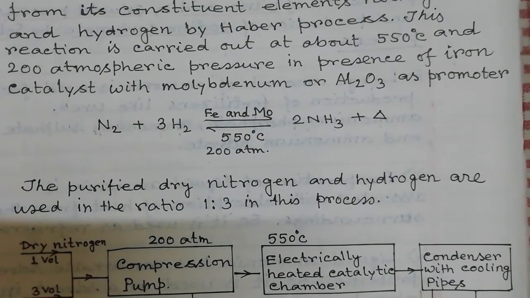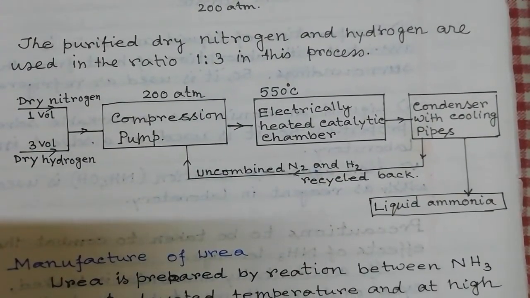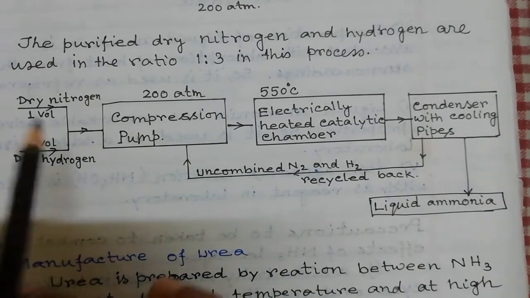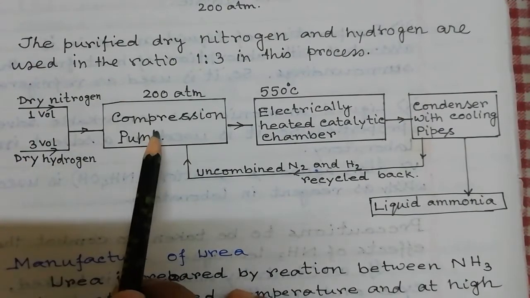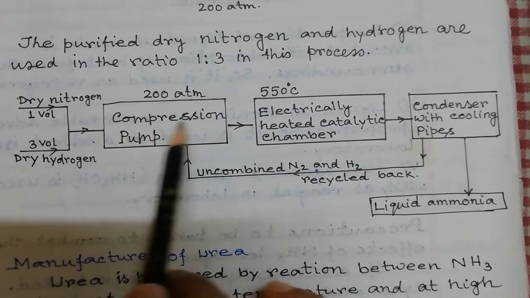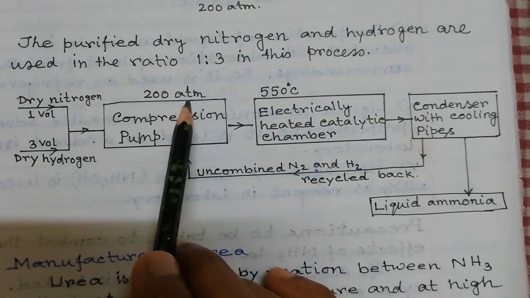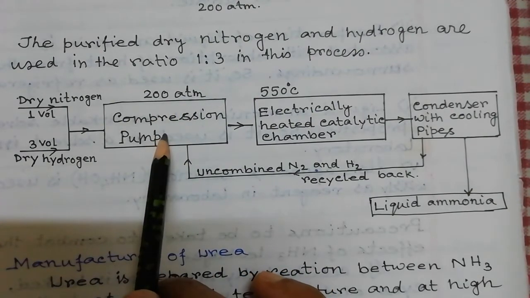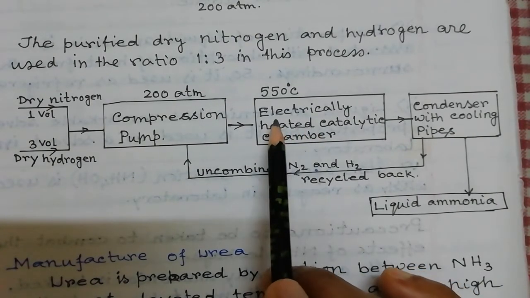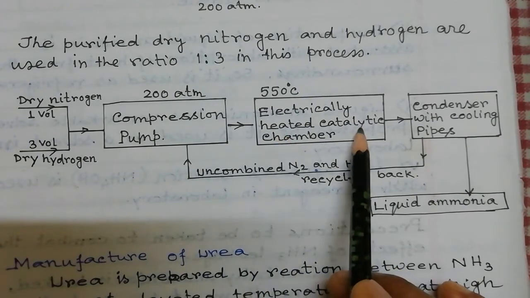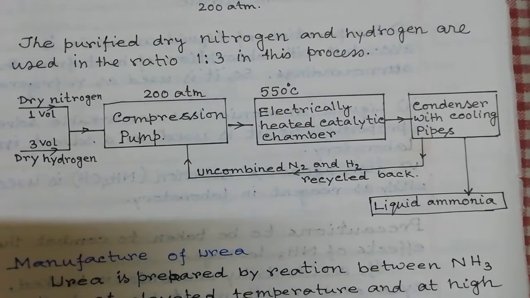Now a flow chart of how ammonia gas is formed in industry. Follow this flow chart. Here dry nitrogen in 1 volume and dry hydrogen in 3 volumes. First this mixture is sent to the compression chamber where the pressure is near about 200 atmospheres. This compressed mixture of gas is now sent to another chamber, which is known as the electrically heated catalytic chamber, where the temperature is maintained near about 550 degrees centigrade.